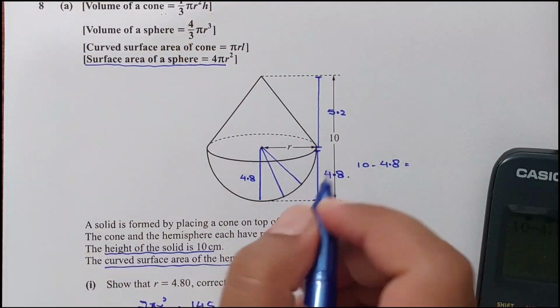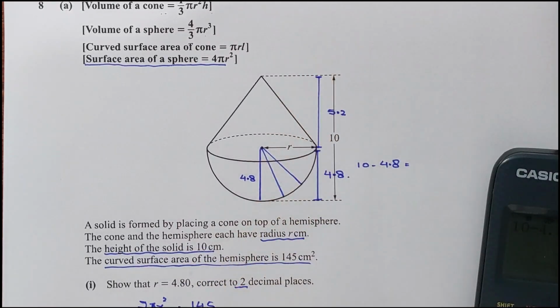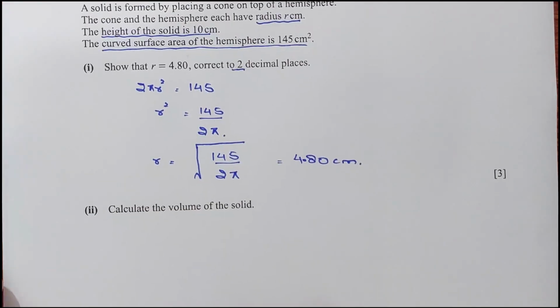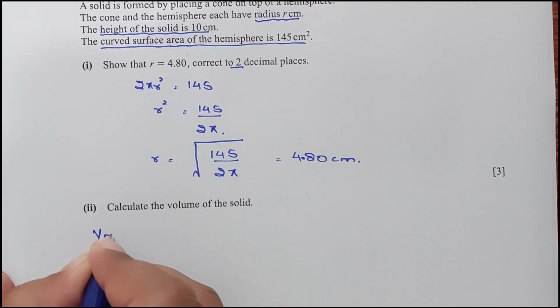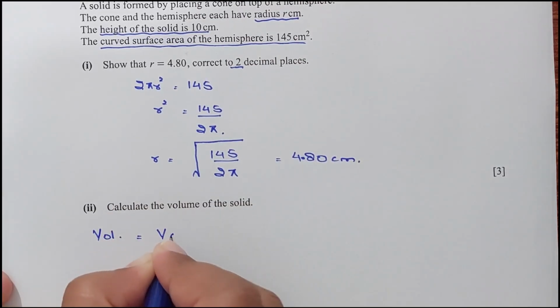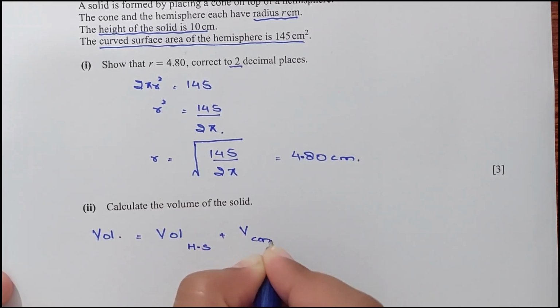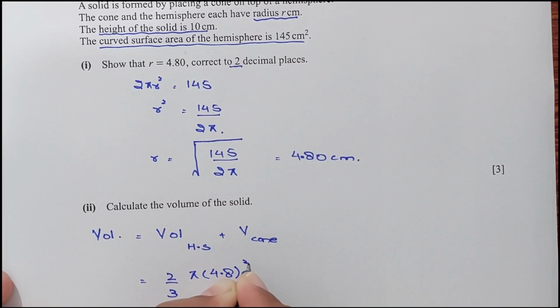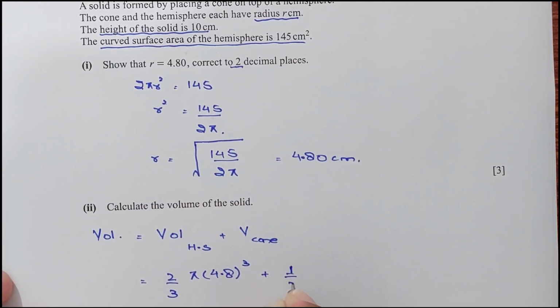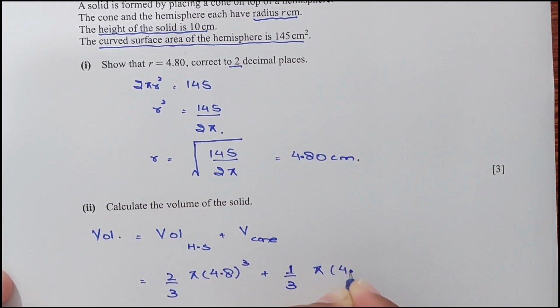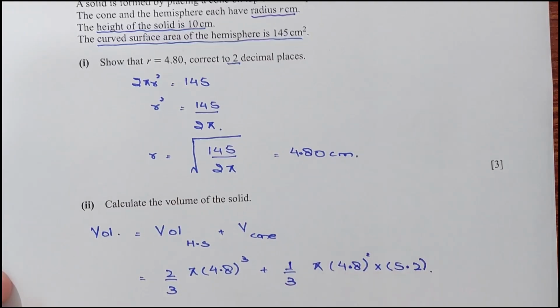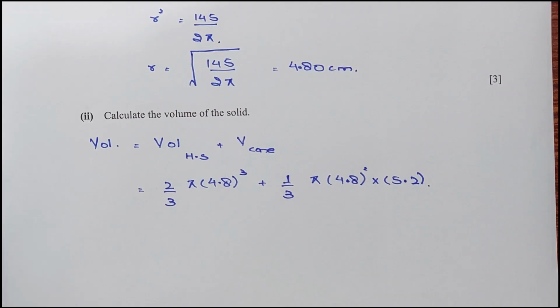We can say the radius of the hemisphere is 4.8 and the height of the cone is 5.2, right? Now to find the volume of the solid, the volume of the solid is the sum of the volume of the hemisphere plus the volume of the cone. All right, the volume of the hemisphere formula is given at the top, which is 2 by 3 pi, the radius is 4.8 whole cubed, plus the volume of a cone, 1 by 3 pi, the radius 4.8 squared, times its height, which is 5.2. Let me simplify, and we will get the answer.